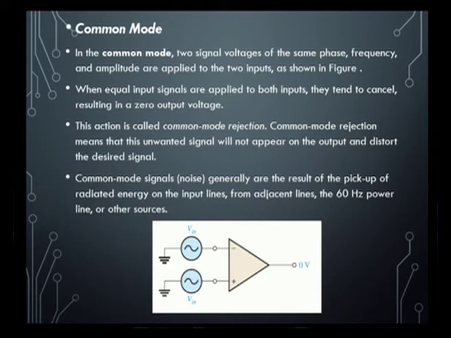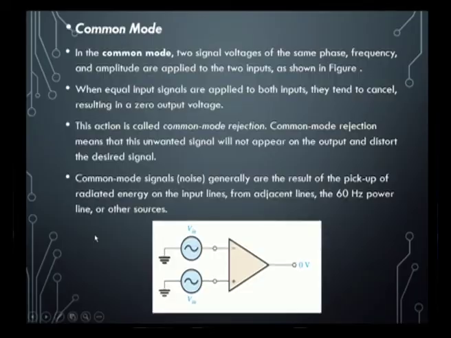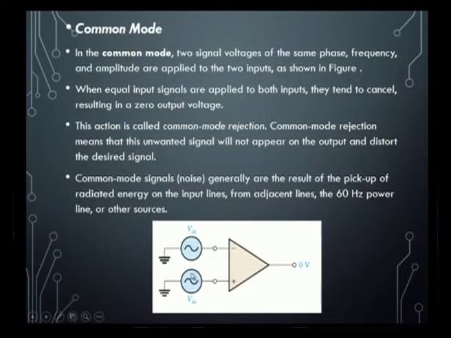With the help of common mode rejection, we can reduce or eliminate the unwanted signal from the input. Common mode signals are generally the results of the pickup of radiated energy or interference from adjacent lines. Due to the adjacent lines, some distortion may appear in the input. So, we need to eliminate this to get the desired output. We can achieve this with the help of common mode input, and this action is called common mode rejection.